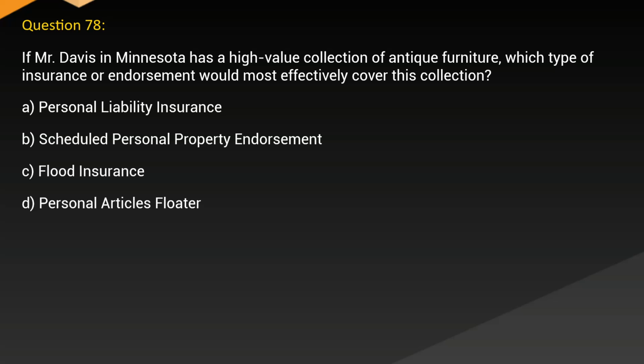Question 78. If Mr. Davis in Minnesota has a high-value collection of antique furniture, which type of insurance or endorsement would most effectively cover this collection? A. Personal liability insurance. B. Scheduled personal property endorsement. C. Flood insurance. D. Personal articles floater.